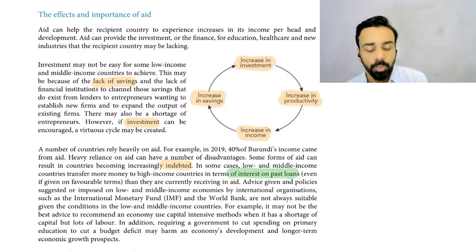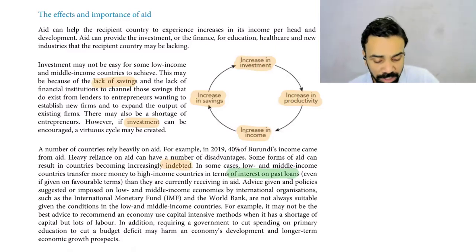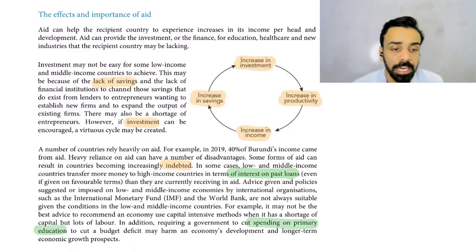And then you have World Bank and IMF basically telling them what they need to do and how they need to spend, and then you might need to cut down expenditure on investments, or you can't make your electricity cheaper.